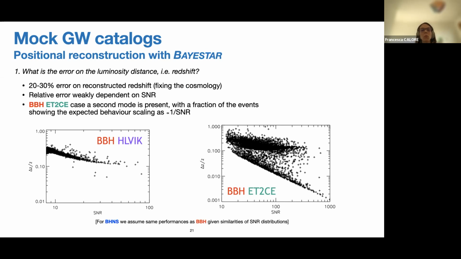So then what is relevant for the cross correlation is, first of all, what is the error on the luminosity distance and henceforth on the redshift, because we fix the cosmology. So from the luminosity distance, we can get directly the measurement of the redshift distribution. And so we wanted to investigate what is the error that we have in the determination of the redshift.